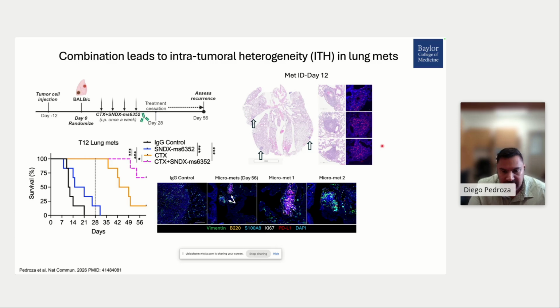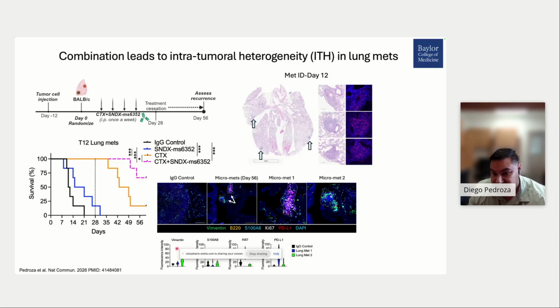We repeated the same thing. We use imaging mass cytometry because we really wanted to see what was going on. And we identify these small little micromets, micromet 1 and micromet 2, because we saw a really good response. And this led to what we call intra-tumoral heterogeneity. So these two micrometastases, even though they were close to one another, displayed various levels of proteins. So one of them had higher levels of PD-L1, and the other one had actually higher levels of ammentin.